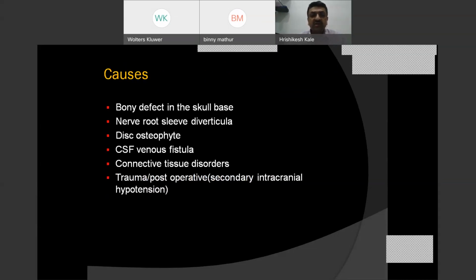So what are the typical causes for SIH? Bony defect in the skull base, with leakage of CSF from the dura, can produce SIH. Nerve root sleeve diverticula. A disc ossification can sometimes produce a rent within the dura, which then produces SIH. A fistulization between the CSF and the venous system. Patients with connective tissue disorders, their dura and the coverings of the nerve root sleeves are especially prone to leakage of CSF. And then traumatic, either related to an LP or just trauma, or post-operative, such as after endonasal surgery.